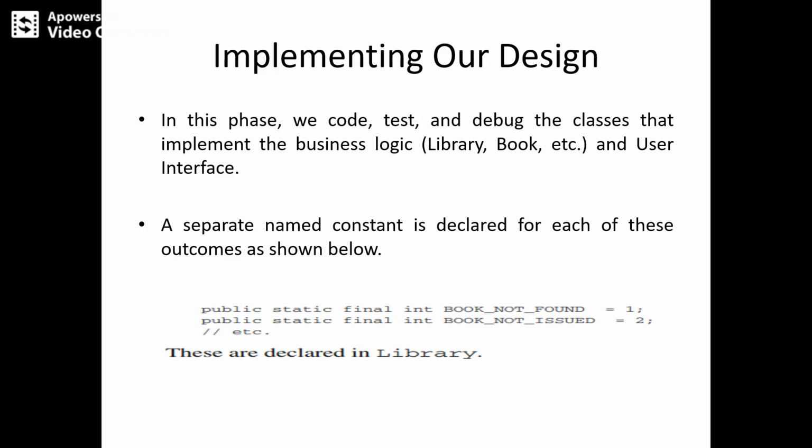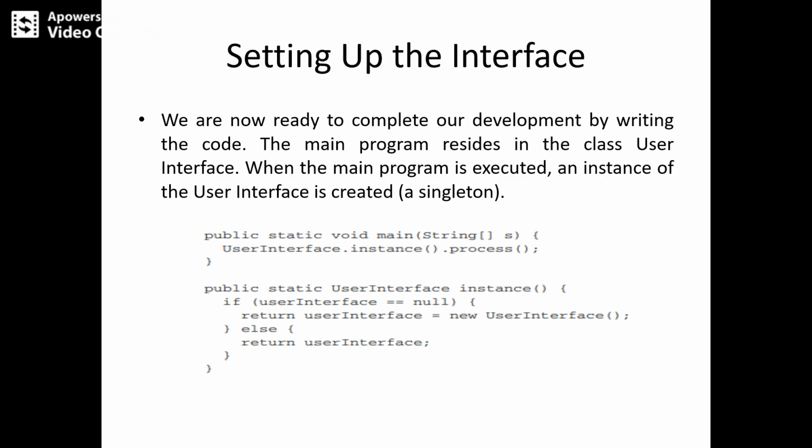So they are set equal to 1 and 2, that we have taken. Why? Because a separate named constant is declared for each of these outcomes. These are declared in the library initially, because not found and not issued are required, and the return type is int. So we need to know how we are implementing this before implementing the design. Next we will discuss setting up the interface.